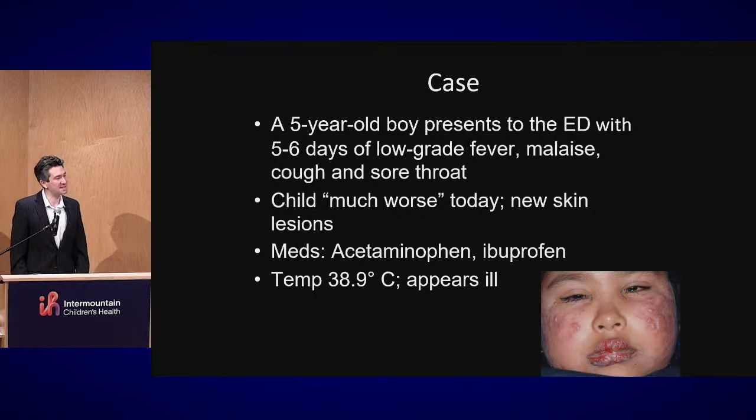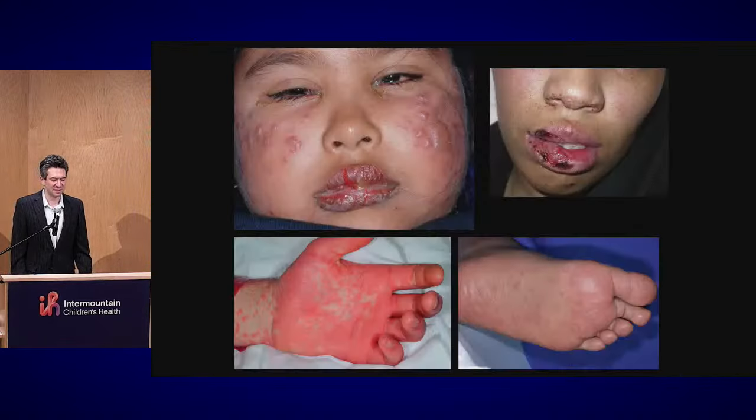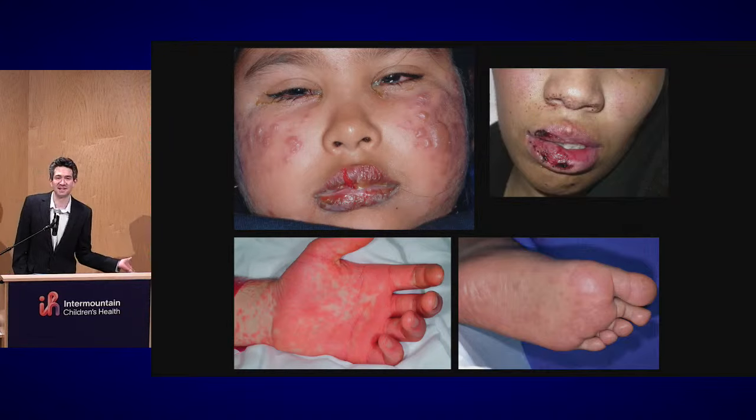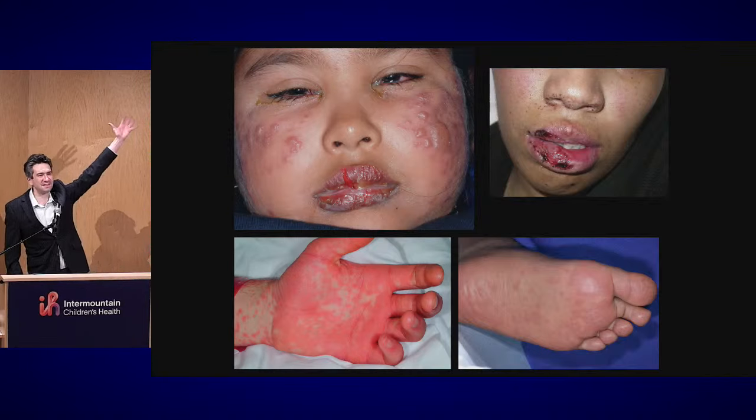So our first case, this 5-year-old boy who shows up in the ED. He's had some fever for almost a week. He doesn't feel good. He's got a cough. He's got a sore throat. And then his parents say he's much worse today. Got these new skin lesions. He's been taking these medicines since this started to try to make him better, but he's just not really in a good place. You can tell these are not all the same person. These are representative images. So what is this?